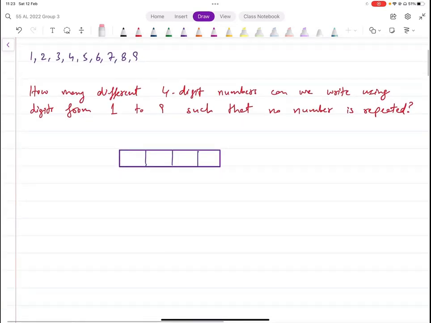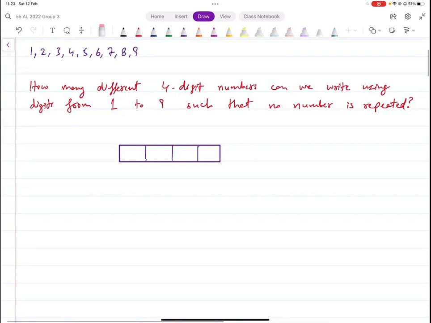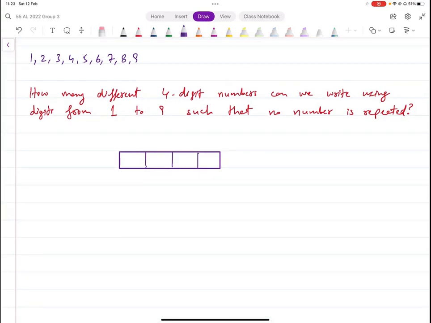Now let's take an example that we actually looked at yesterday as well, and let's try to think about the same thing in another way. So we have these nine numbers: 1, 2, 3, 4, 5, 6, 7, 8, 9. And we want to see how many different four-digit numbers can we write using digits from 1 to 9, such that no number is repeated. Now, how do we do this calculation? Remember, what idea do we use here? What do we say? We have four numbers, right? We've got four places. So how many different possible numbers do we have here? How do you figure this out?